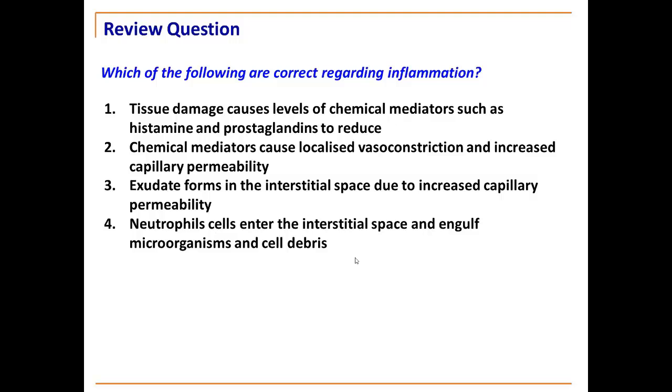2, chemical mediators cause localized vasoconstriction and increased capillary permeability. That is incorrect. They cause localized vasodilation and increased capillary permeability, which of course, that vasodilation leads to warmth. Number 3, exudate forms in the interstitial space due to increased capillary permeability. That is correct. Remembering your exudate contains proteins. Number 4, neutrophils enter the interstitial space and engulf microorganisms and cell debris. That is, of course, correct.